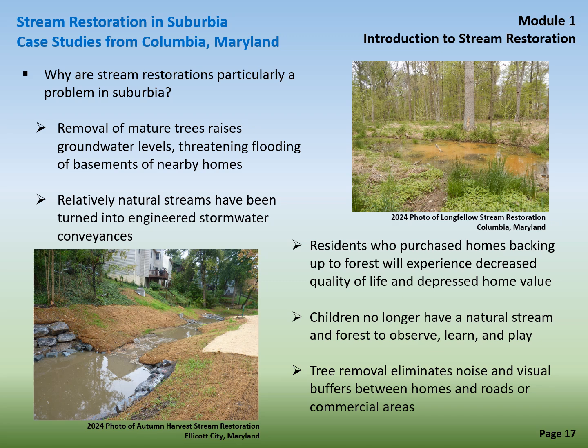Visually, they look like normal natural streams, and if you're a resident buying a house, that's really maybe all you care about. But now when they do these projects, they don't look natural anymore. Now they look like engineered stormwater conveyances, because that's what they look like. And so now you've got decreased quality of life, you got depressed home value for the people who already live there. The children no longer have a relatively natural stream or forest to observe, learn, and play, and that's sad. And again, removal of the trees eliminates these noise and visual barriers or buffers.